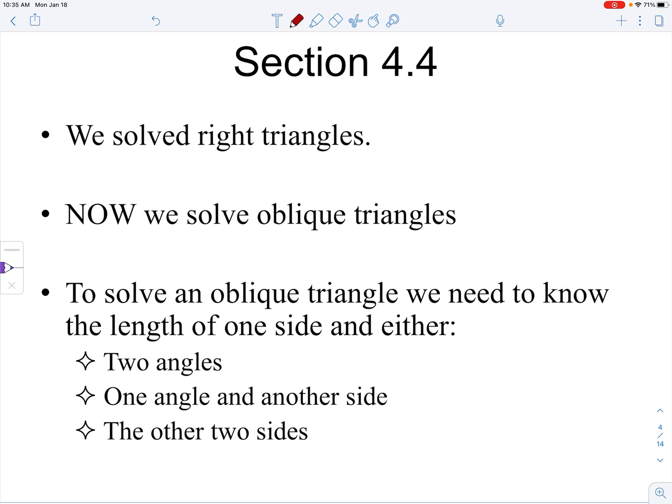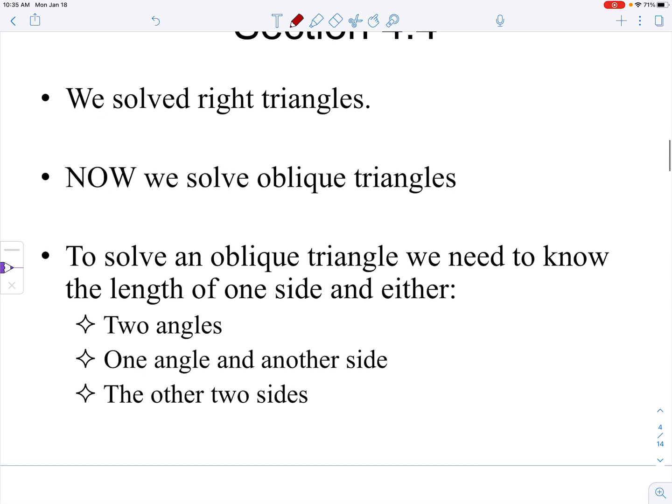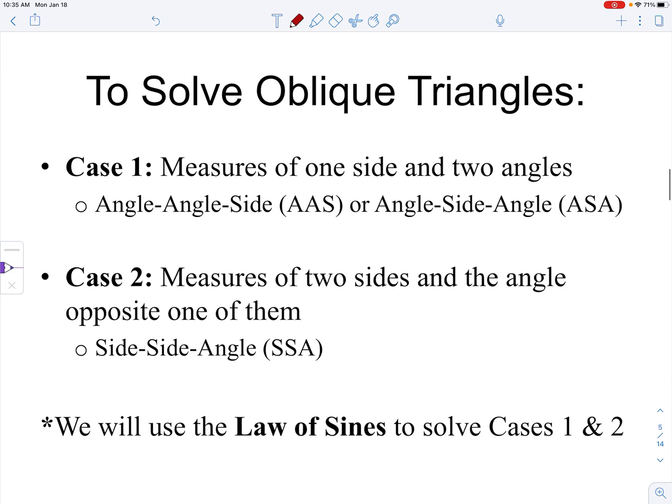So we've already solved right triangles using SOHCAHTOA. So we've solved for the unknown sides and angles using given information and then SOHCAHTOA. Now we're looking at solving oblique triangles, and there are 4 different cases. Now you always have to know at least the length of one of the sides, and then either 2 angles or another angle and another side, or the other 2 sides. So we've split these into 4 cases.